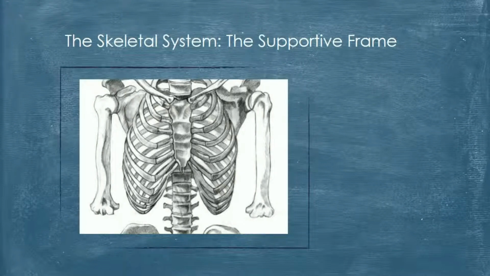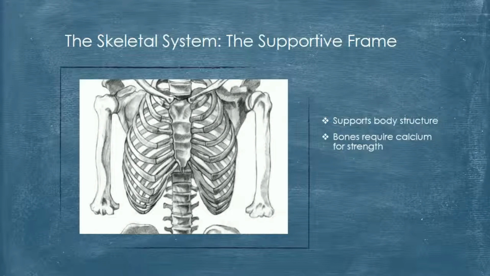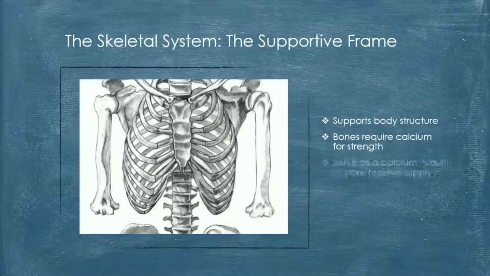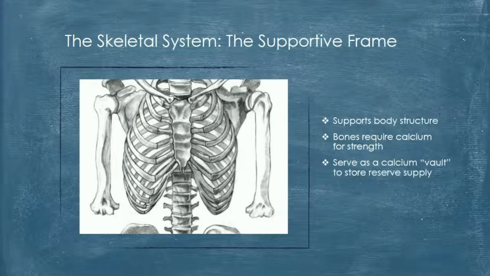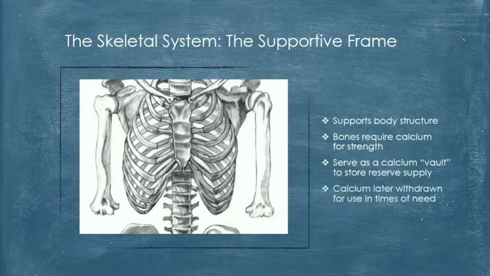Perhaps the body's most important system for obvious reasons, the skeletal system supports the structure of the entire body. Made of bones, these basic structural units require calcium for strength. While it is widely known that calcium helps build strong bones and teeth, bones additionally serve as a sort of vault to store surplus. Excess calcium can be stored in the bones much like a bank vault, and can be withdrawn later for use in times of need.